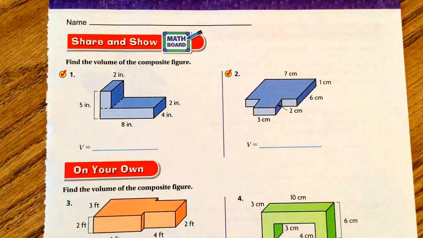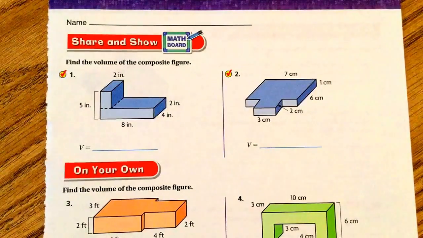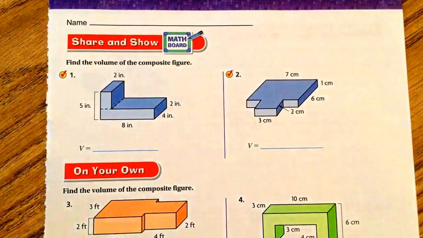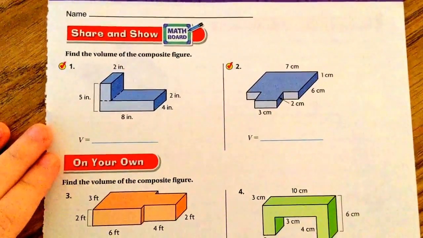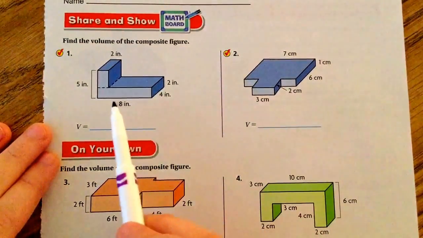Split them apart, just like on that video yesterday. The robot took off his head. I've got to take off this shape's head, find the volume of it, then find the volume of its body, and do what to those two volumes? Add them together. So, which one would you like to start with? The big one. Okay, let's start with the big one.